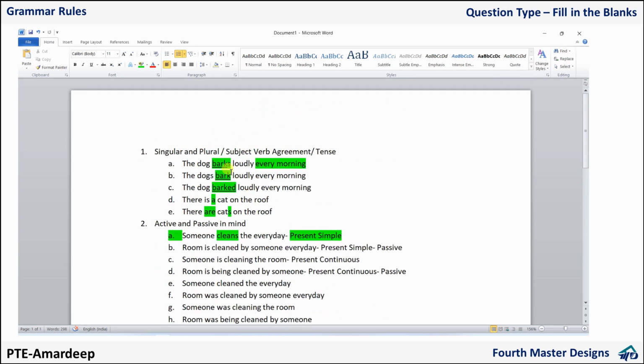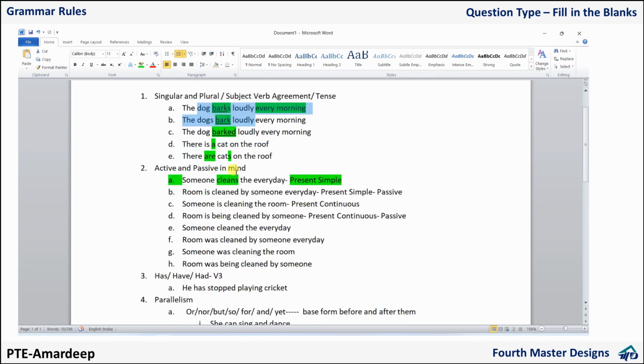Okay, I'll just go through all. Singular, plural, subject-verb agreement, and tense. Based on the subject, you need to write your verb. Based on the subject, you need to write singular or plural. Okay, guys. Then active and passive. So with is, ing is also there. With is, your ed is also there. If it is present simple but passive, it will be is cleaned, means third form. If it is present continuous, you have to go with ing.